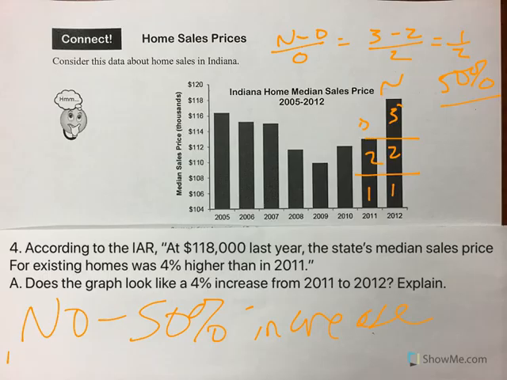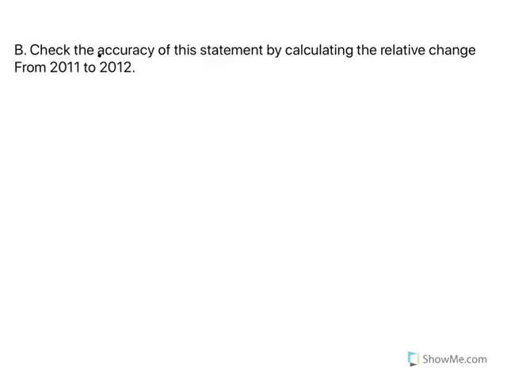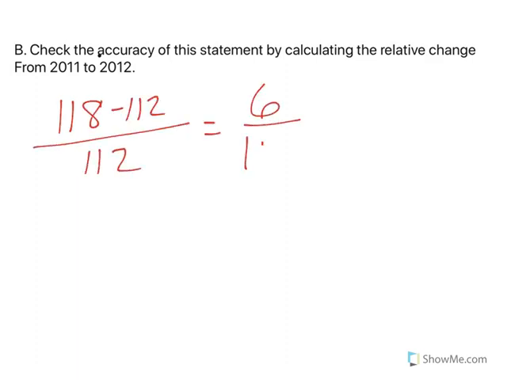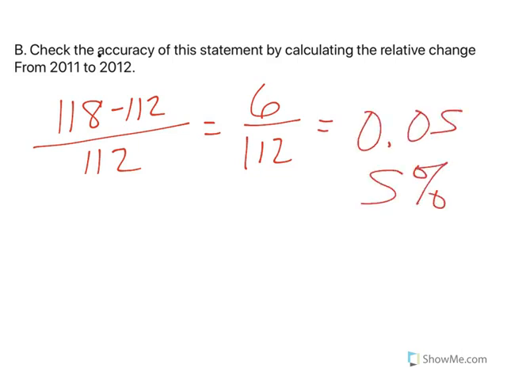So they say, well, go ahead and find it. Remember that we said this was 118 earlier, and I'm going to say this is probably about 112. I'm estimating. So 118 minus 112, divided by 112. That gives me 6 over 112, which is approximately 5%. We all know that I estimated there. So is 5% close to 4? Yeah, especially when you're estimating.